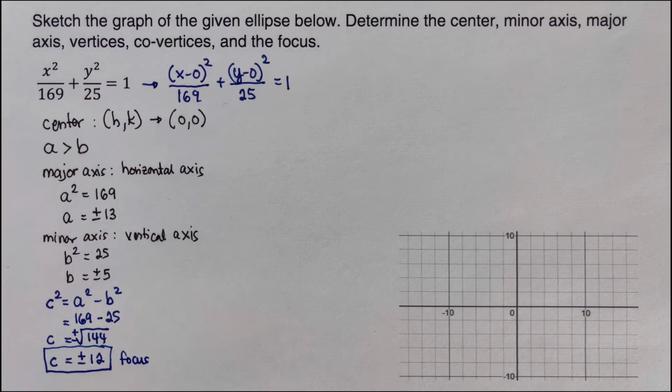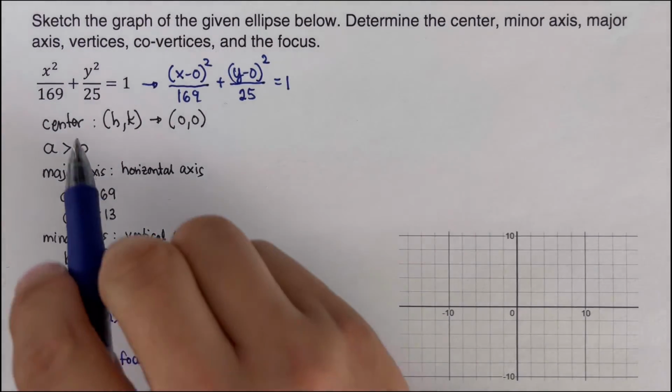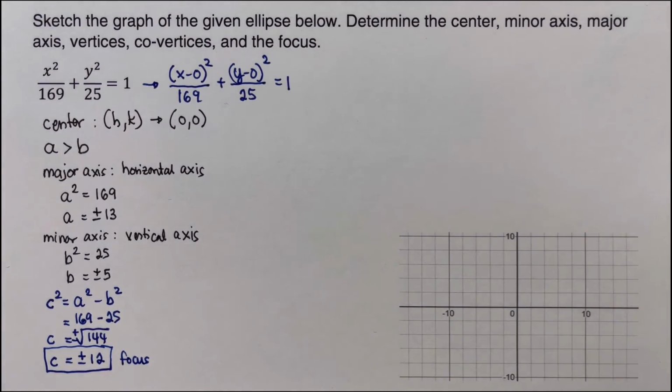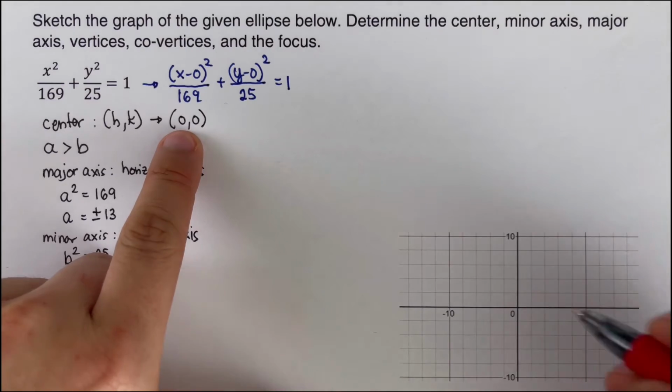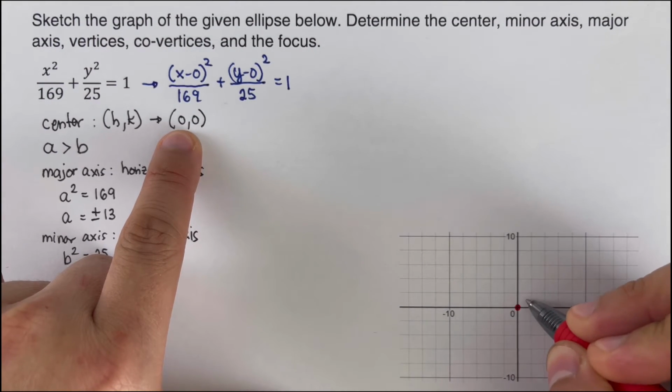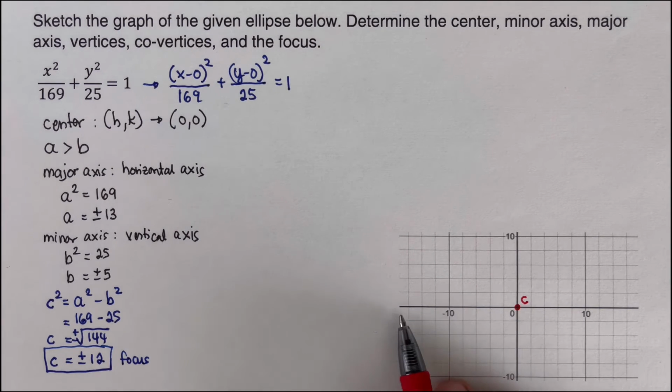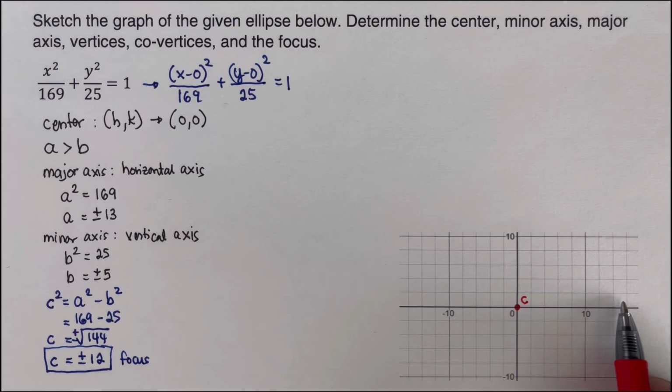So then we are now ready to sketch the ellipse for this equation. We always start with the center. So the center is at (0, 0). So we put this as the center, and I'm just going to label this as letter C. And then we also have the major axis, which is the horizontal axis. It's along this line. So we can find the two foci and the two vertices.